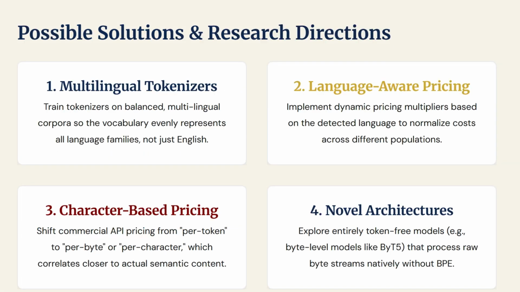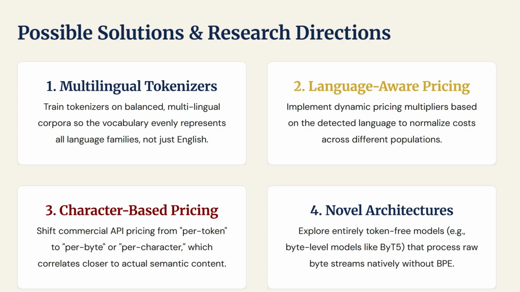So, what can be done here? Four directions are proposed. The first is a multi-language tokenizer. Train the tokenizer on balanced multilingual corpora so the vocabulary represents all families, not just English. The second one is language aware pricing. Implement a dynamic pricing multiplier based on the detected language, so the cost across different populations can be normalized.